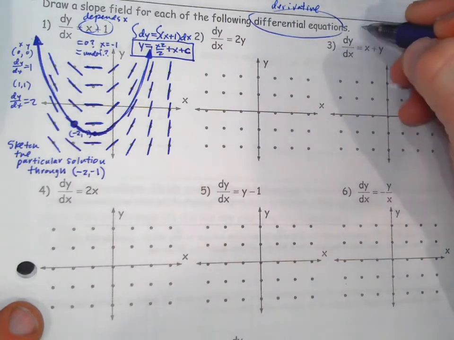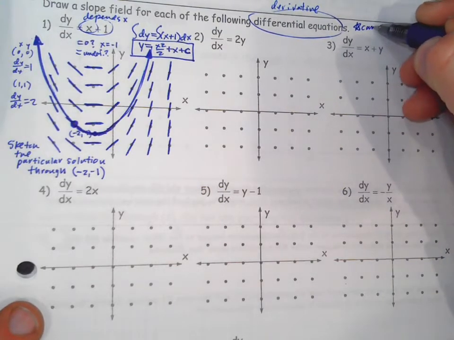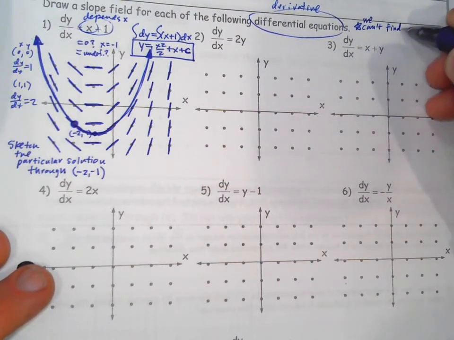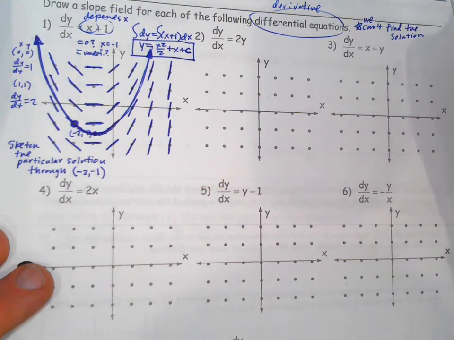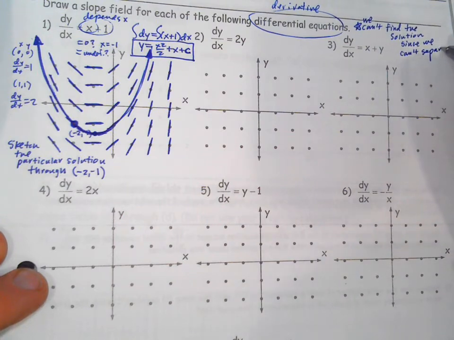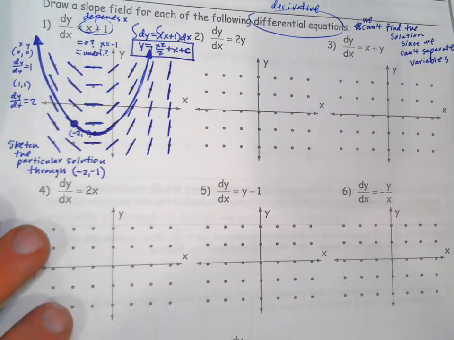On problem 3, we can't find the solution. Okay, you can do the slope field. It has a solution, but since we can't separate the variables, it's impossible to separate the variables on this problem. You can't get x's and y's completely separate from the dy.